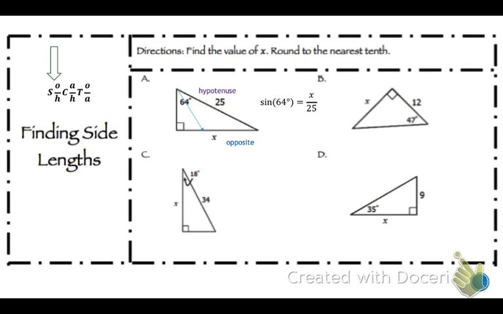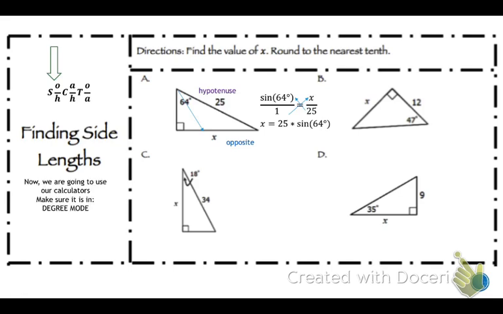Okay, and now I just have to solve this for x. And the way I want you guys to do this is I want you to make them both fractions. So I have sine of 64 over 1 equals x over 25. Because by putting that over 1, we're not really changing anything. Now we need to cross multiply this. So I get 1 times x equals 25 times the sine of 64, which means x equals 25 times the sine of 64. And this is where you just pull out your calculator.